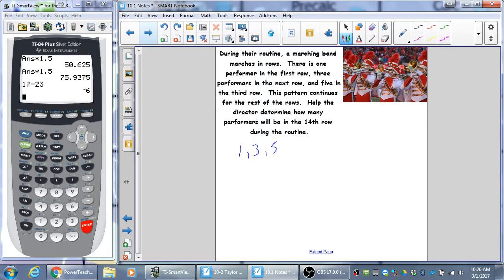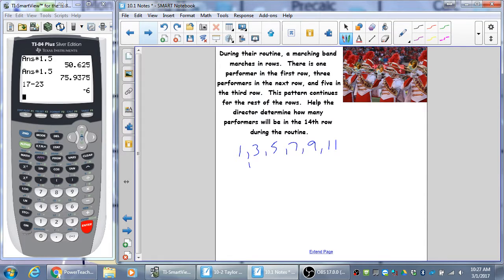That would be a horrible way to do this one, especially if I asked you how many would be in the 100th row. You don't want to sit there for 5 minutes and write it all out. There's a much easier way. Let's list a couple more. 7, 9, maybe one more, 11. I don't want to go to the 14th. Much easier way.